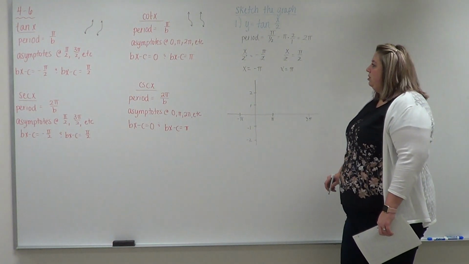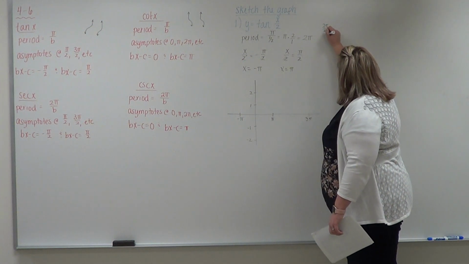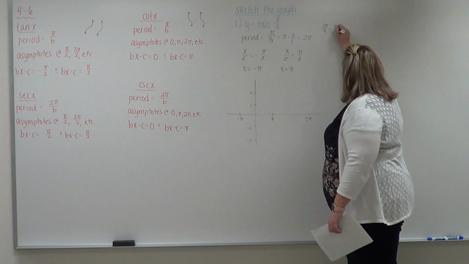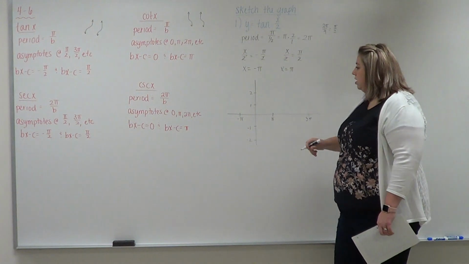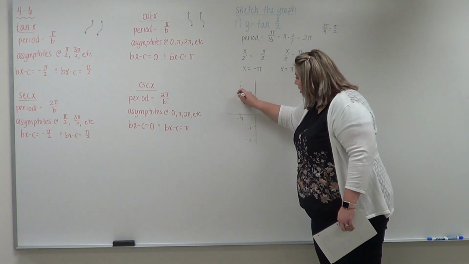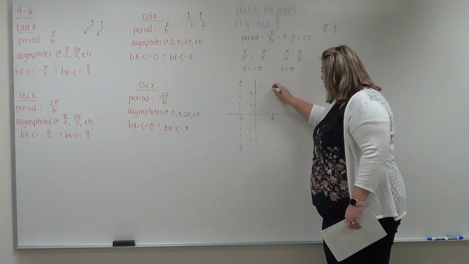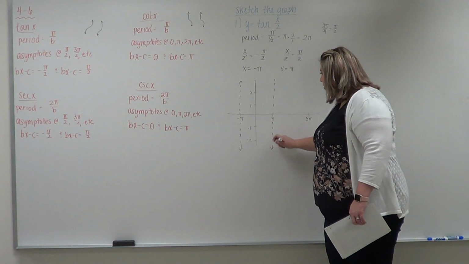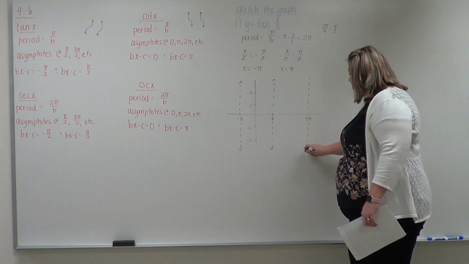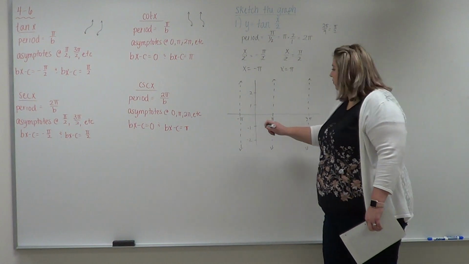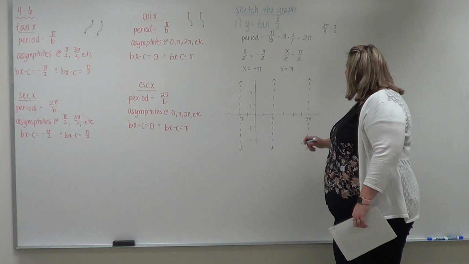Just like with sine and cosine, to figure out what you're counting by, you take your period and divide by 4, so I'm counting by pi over 2. Every period still gets divided into 4s. So my asymptotes I have here, here, and here. And every period gets divided into 4s, and I know I'm counting by pi over 2.